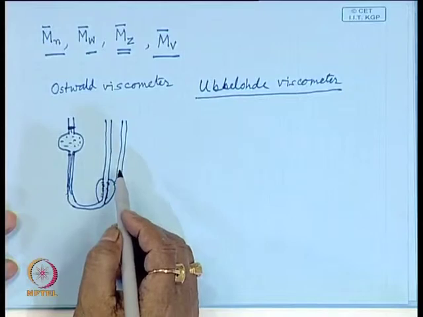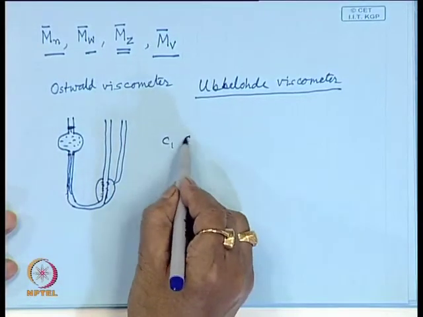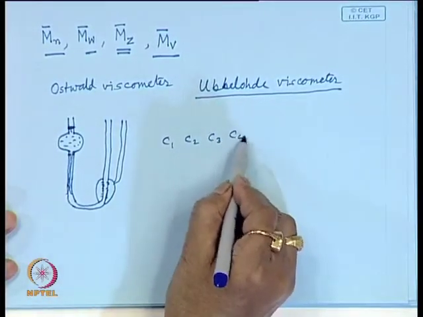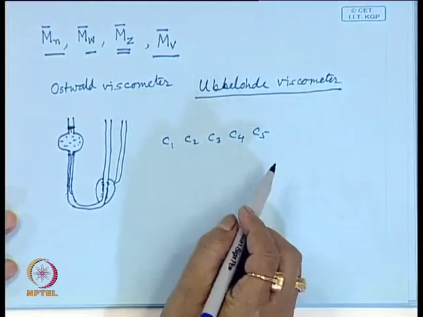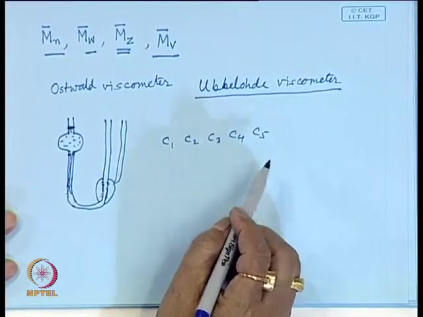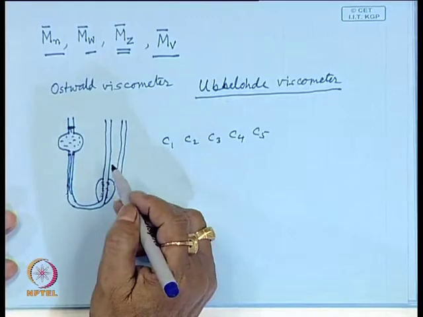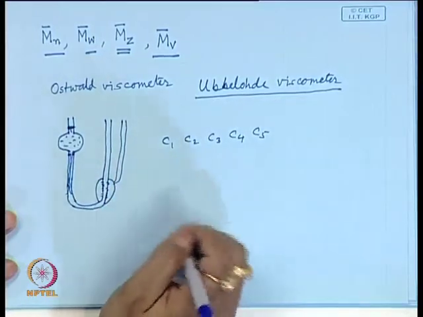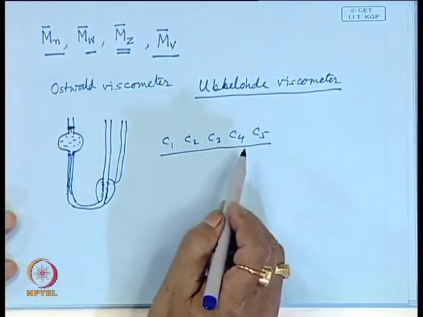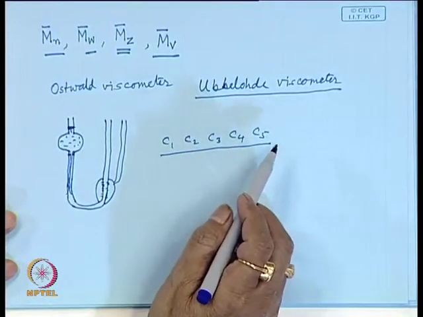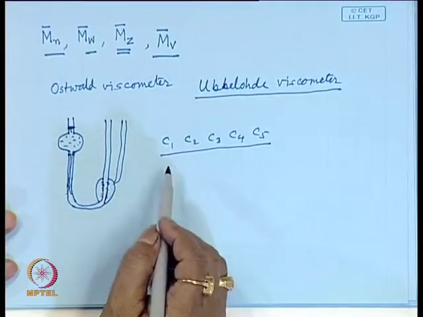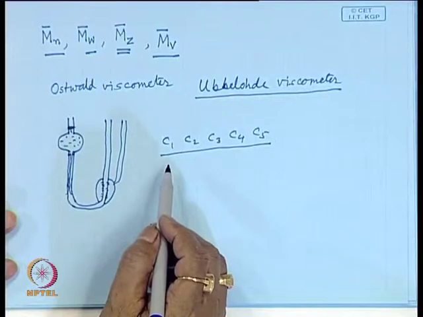So, this way you can have concentrations C1, C2, C3, C4, C5 in grams per deciliter. Okay. So, taking only one concentrated solution, you can have so many measurements of flow time for so many different concentrations. Then the question arises, where is the necessity? Why should you go for that?